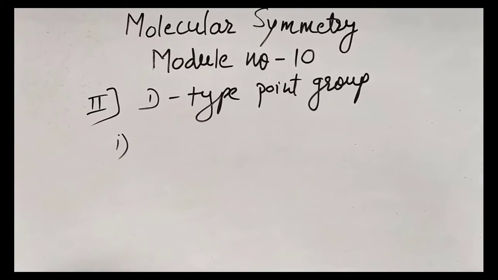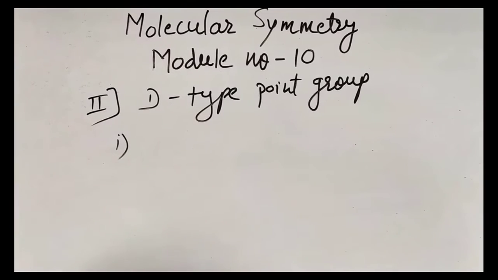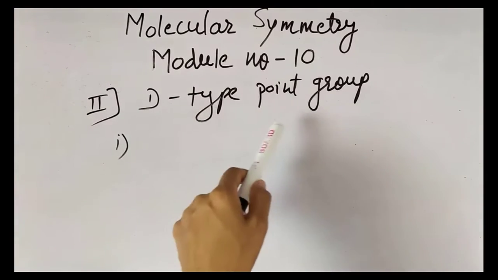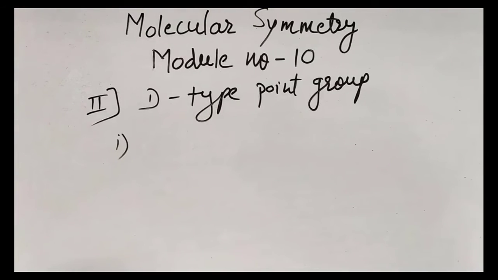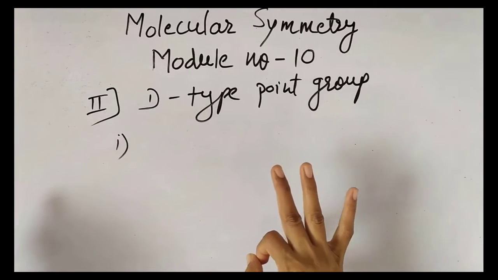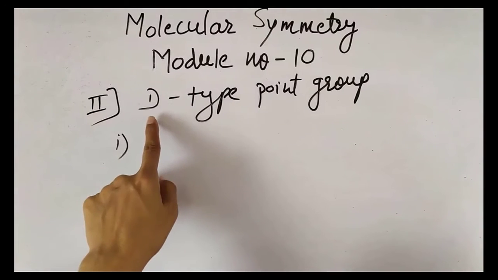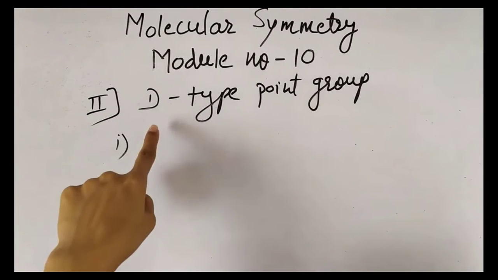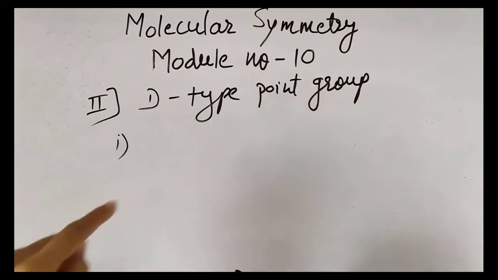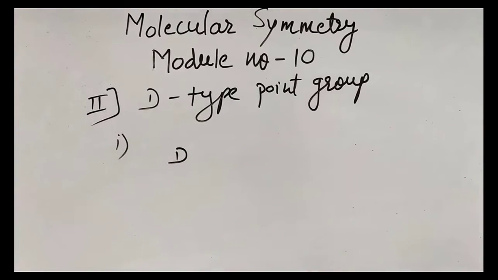At last module we have discussed the first type of point group, that is C type of point group, including Cn, Cnv and Cnh. Now second we'll move on to the D type of point group. It also has the same kind of three sub point groups, that is Dn, Dnv and Dnh. But before moving toward the three subtypes of this, let me tell you the meaning of D type of point group.